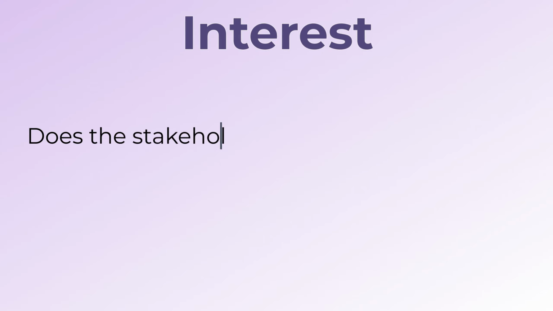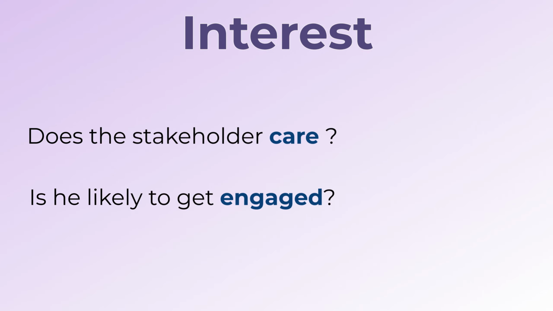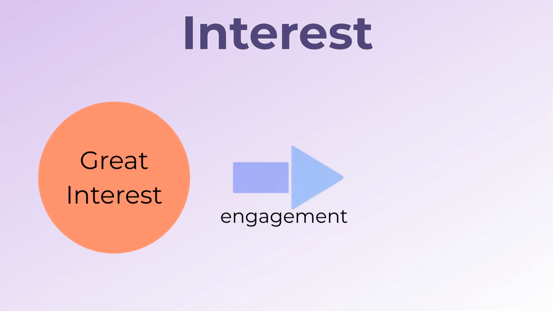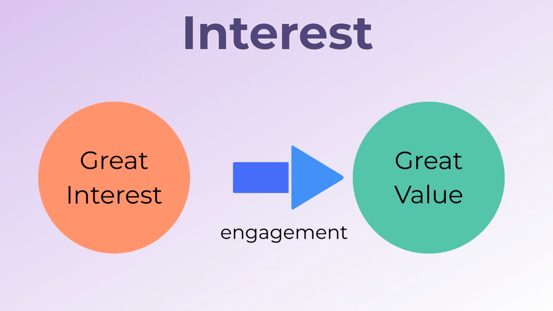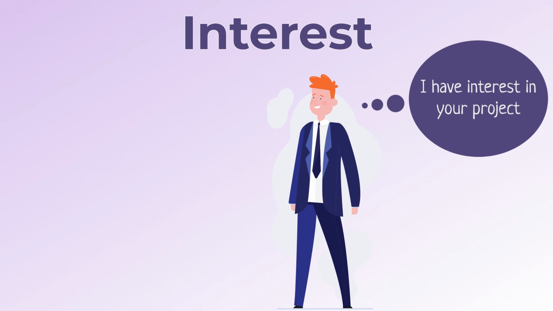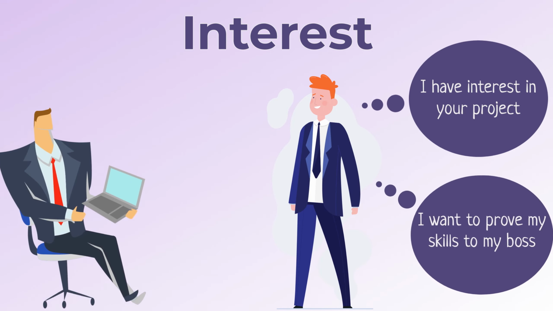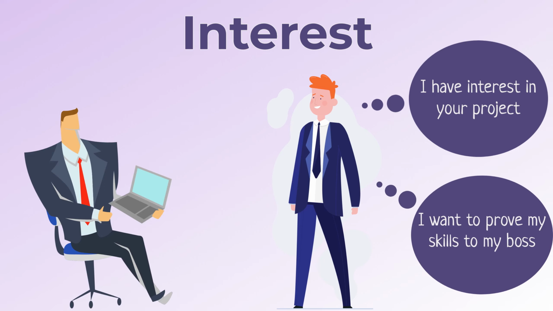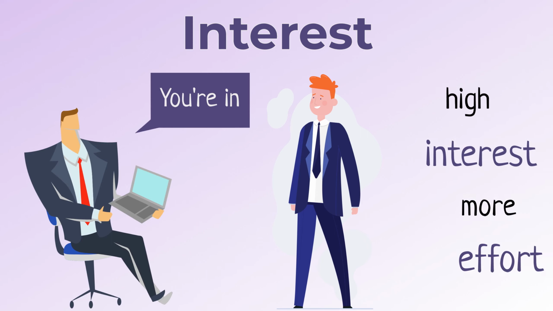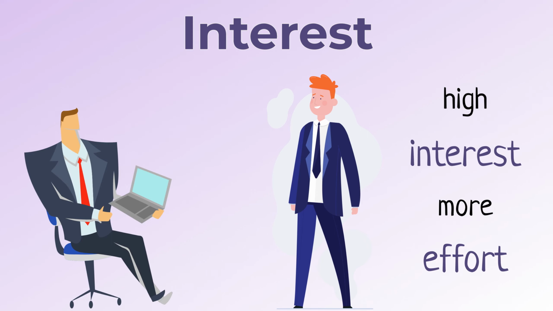It's important first to determine the level of interest each stakeholder has in the project. Does the stakeholder care about the project? Is he likely to be engaged? If an internal stakeholder has great interest in the project, his engagement would add greater value to the project if he is included. You may find, for example, an internal stakeholder especially interested in working on a particular part of your project to learn new skills or prove his skills to his superior. Engaging him and adding him to your team is a good idea. This particular stakeholder will put a lot of effort because he has an interest in the project.